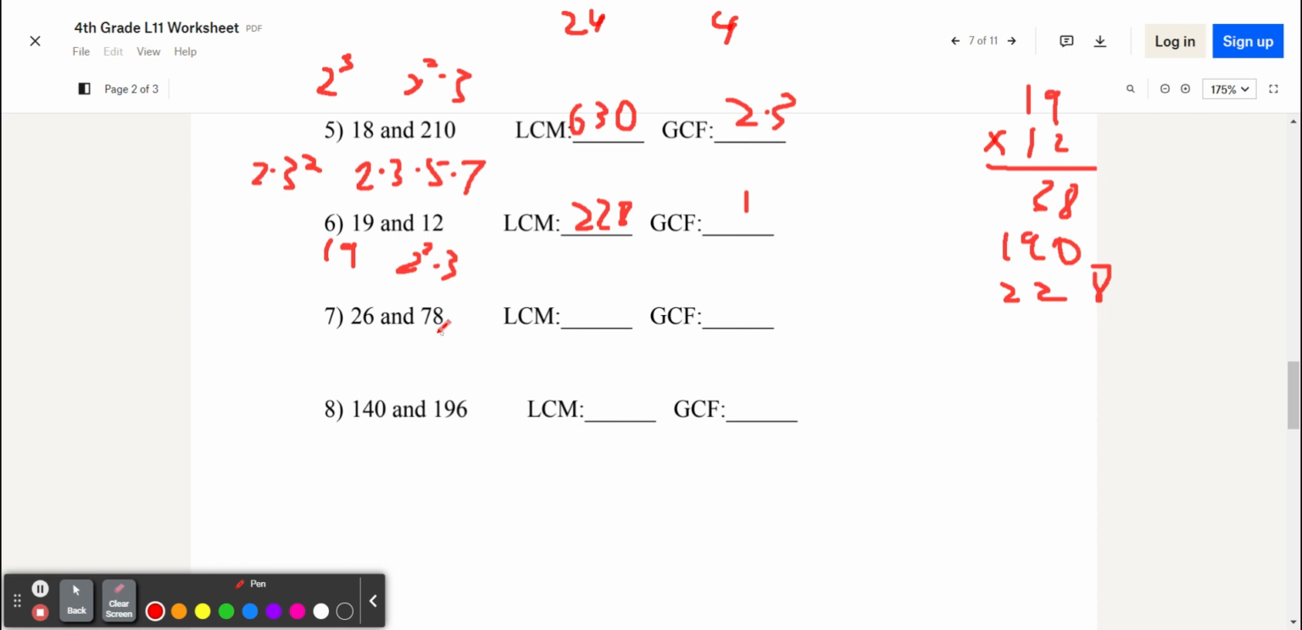And here we have 26 and 78. An interesting thing is that 78 is actually just 26 times 3. So the LCM is 78 and the GCF is 26.